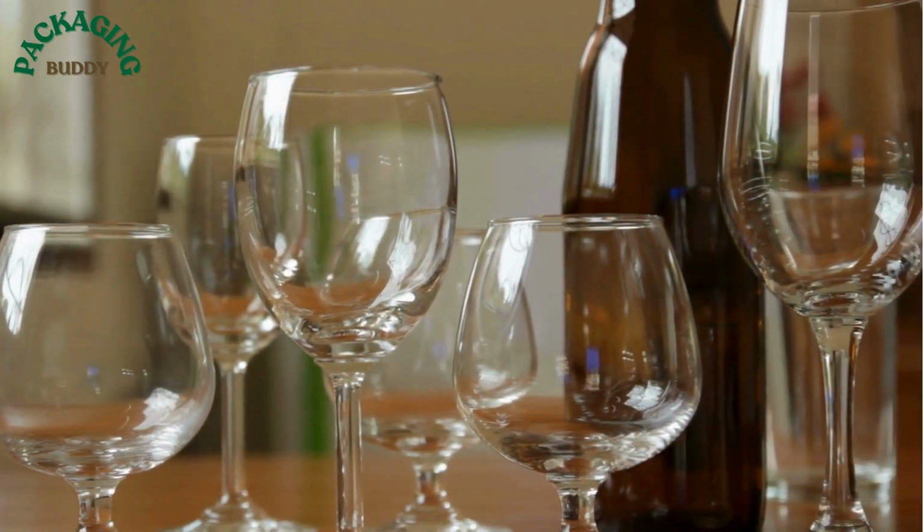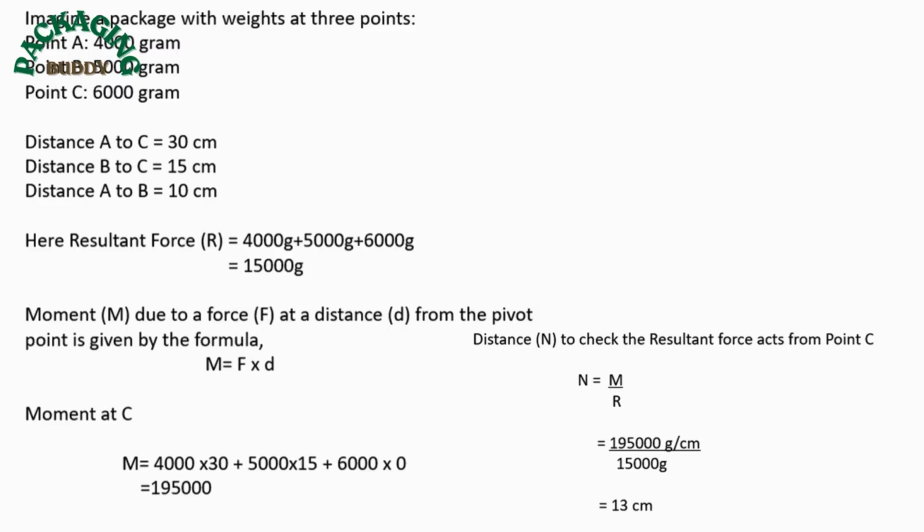Here is one example with weights. Imagine a package with weights at 3 points. Point A, 4,000 gram. Point B, 5,000 gram. Point C, 6,000 gram. To find the total force acting on the package, resultant force, R, is to add the weights together. R is equal to 4,000 gram plus 5,000 gram plus 6,000 gram, which is equal to 15,000 gram.